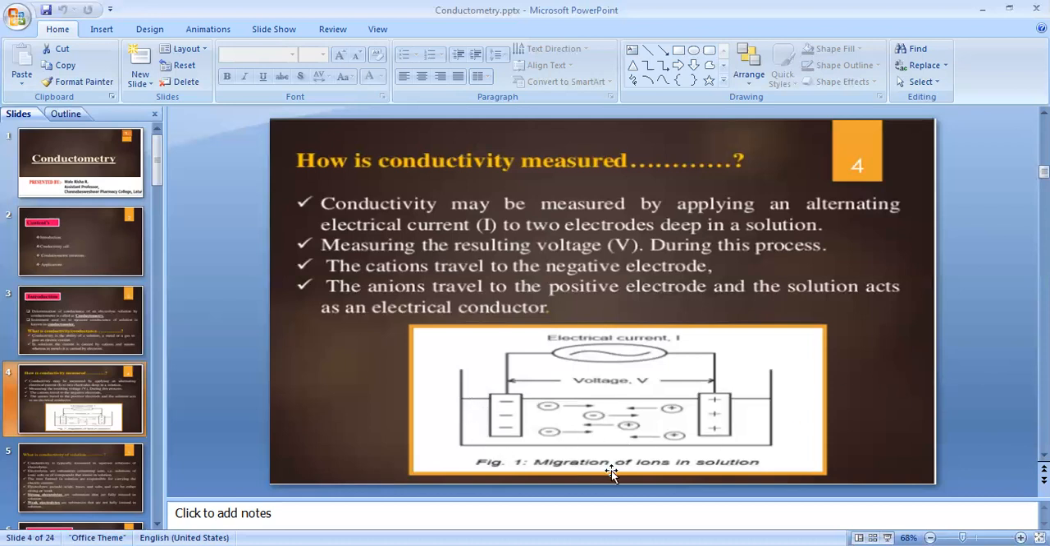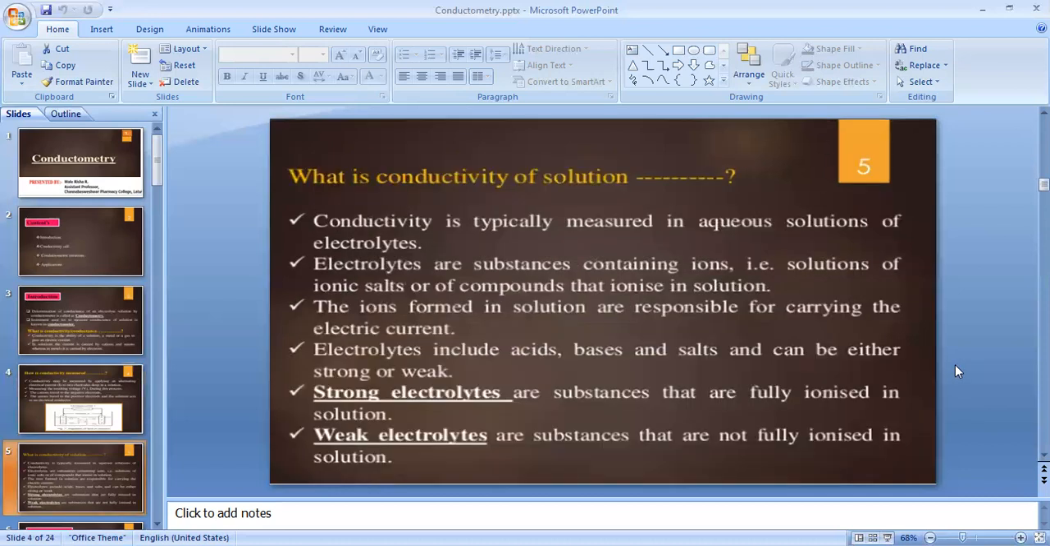Firstly, in a beaker, we take the analyte whose concentration is to be found out. We convert the analyte into solution form. In that solution, we place two electrodes, a positively charged and a negatively charged electrode, and these two electrodes are connected to the electrical current. Due to the application of the voltage, there is migration of anions as well as cations towards the respective electrodes, and from the measurement of electrical current, we can find out the concentration of the solution. So what is the conductivity of a solution?